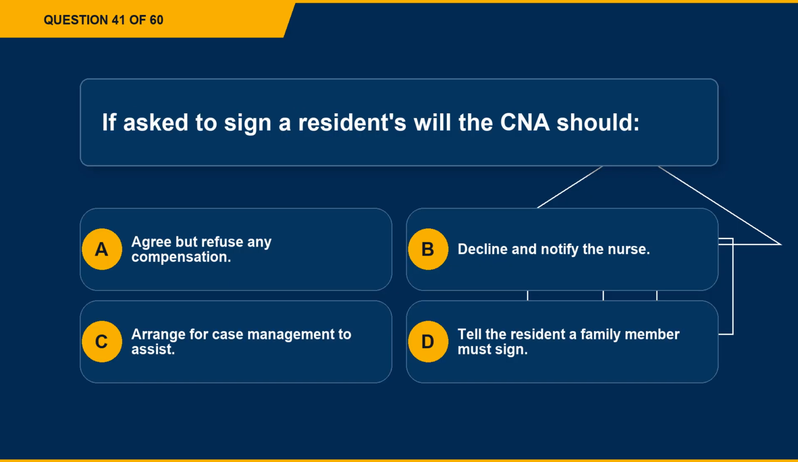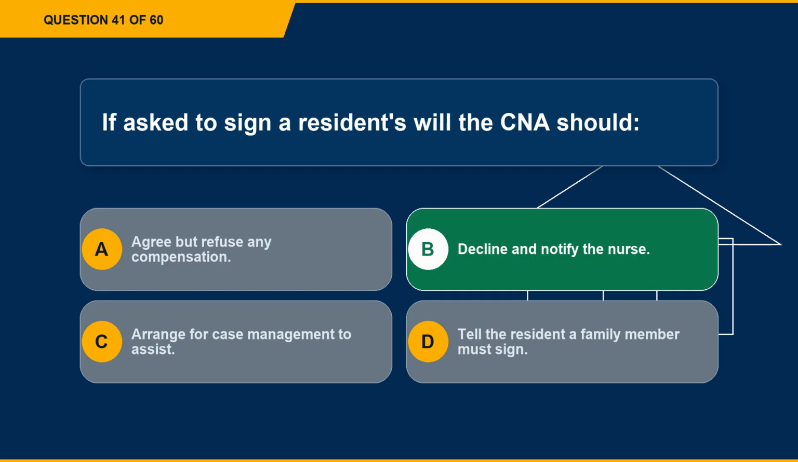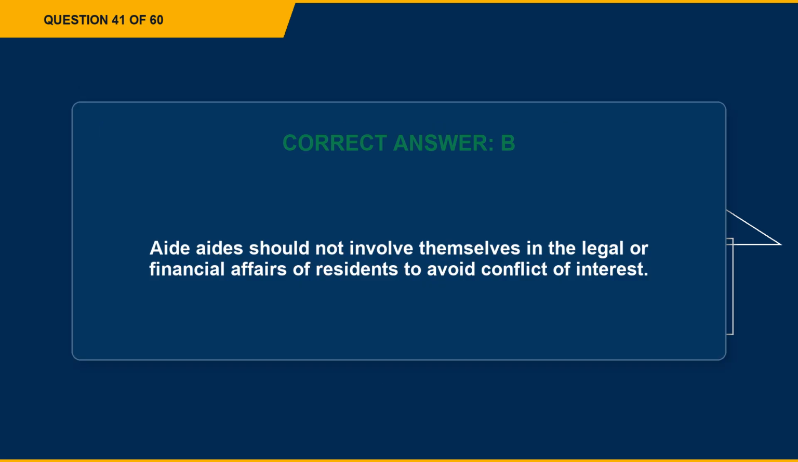Question 41. If asked to sign a resident's will, the CNA should: Option A, agree but refuse any compensation. Option B, decline and notify the nurse. Option C, arrange for case management to assist. Option D, tell the resident a family member must sign. The correct answer is option B, decline and notify the nurse. Explanation. Aides should not involve themselves in the legal or financial affairs of residents to avoid conflict of interest.